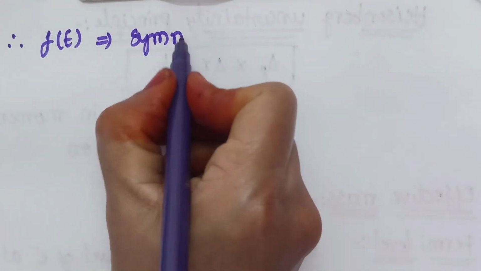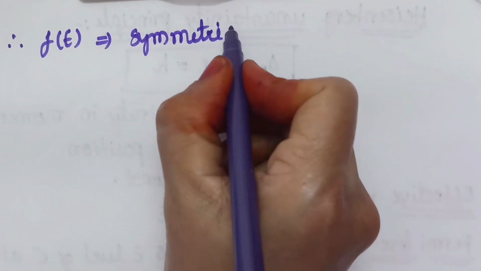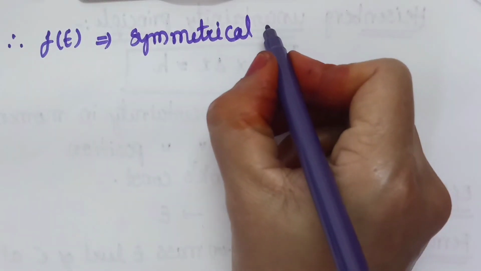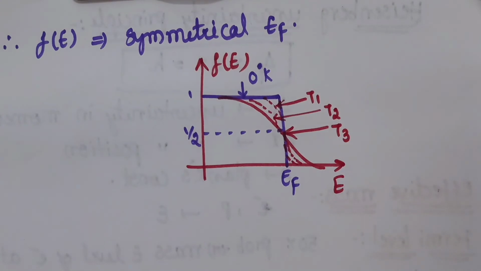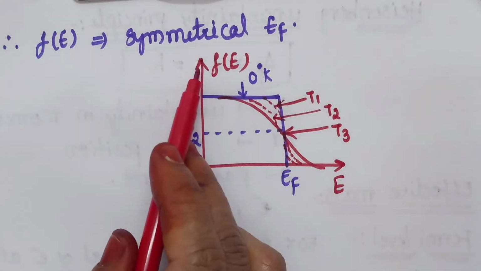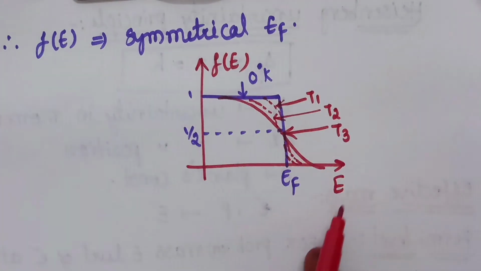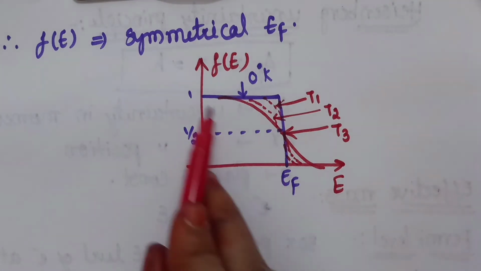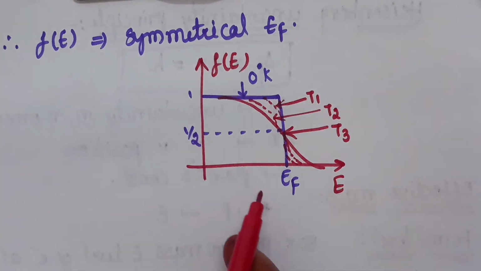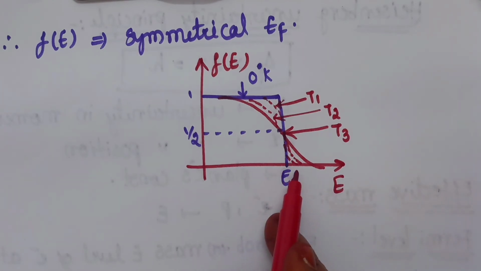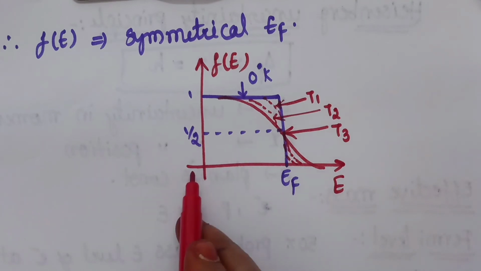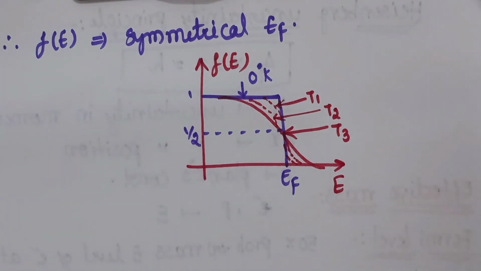Therefore, we can say that the Fermi Dirac probability function f of E is symmetrical about the Fermi level EF. If a graph is plotted between f of E and E, it is as shown here. If E is equal to EF, then f of E is equal to 1 by 2. If E greater than EF, then f of E is equal to 0. And if E less than EF, then f of E is equal to 1.